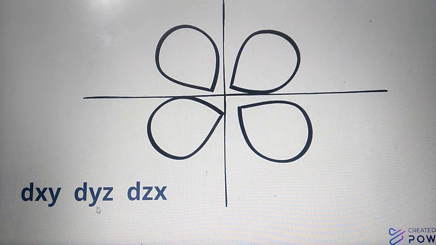T2g consists of dxy, dyz and dzx. The lobes of these orbitals are present between the axes. So ligands can't directly come along these lobes, but ligands come along the x-axis, so the inter-electronic repulsion is minimum, and that's why the energy of these orbitals is lower.